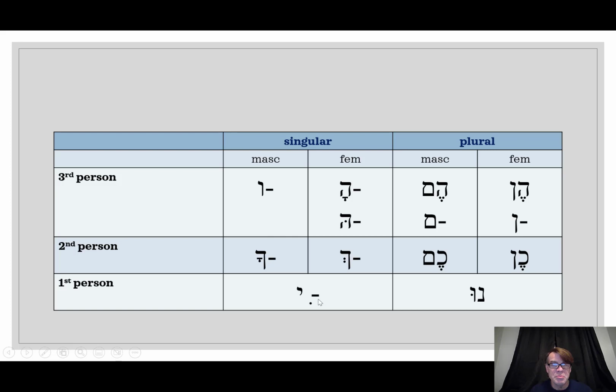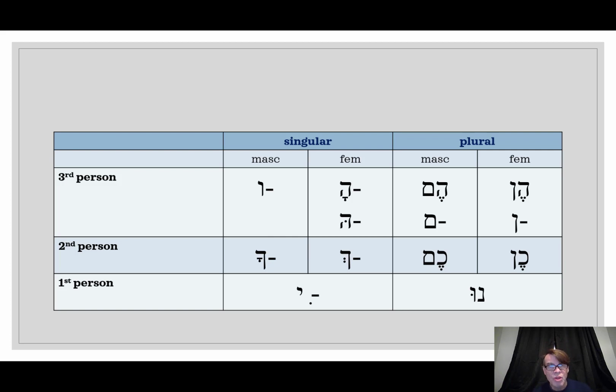And then first person is my in the singular and our in the plural, or me as in to me, or us as in to us. Okay, so you remember that. First person is the one speaking, I or we in the plural. Second person is who we're speaking to, you, singular or plural. And then third person is who we're talking about, he, she, it, or them.